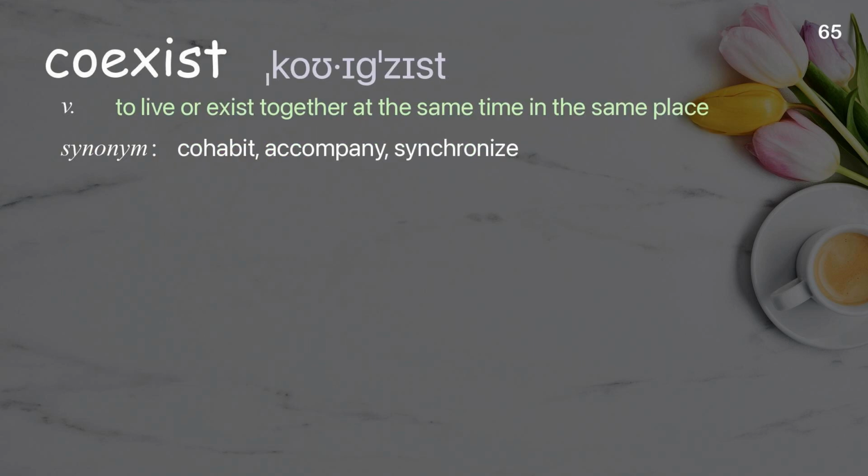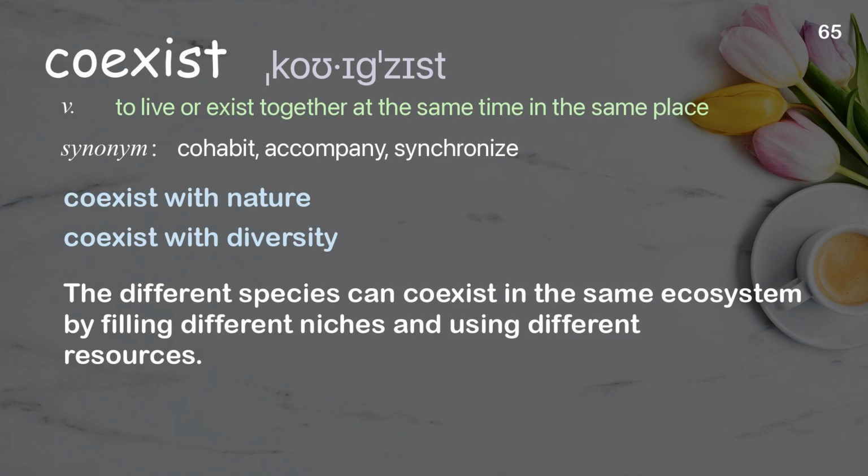Coexist. To live or exist together at the same time in the same place. Examples: coexist with nature, coexist with diversity. The different species can coexist in the same ecosystem by filling different niches and using different resources.